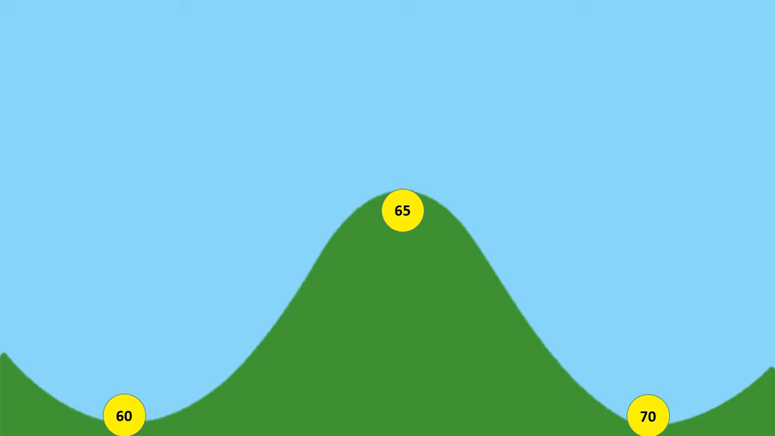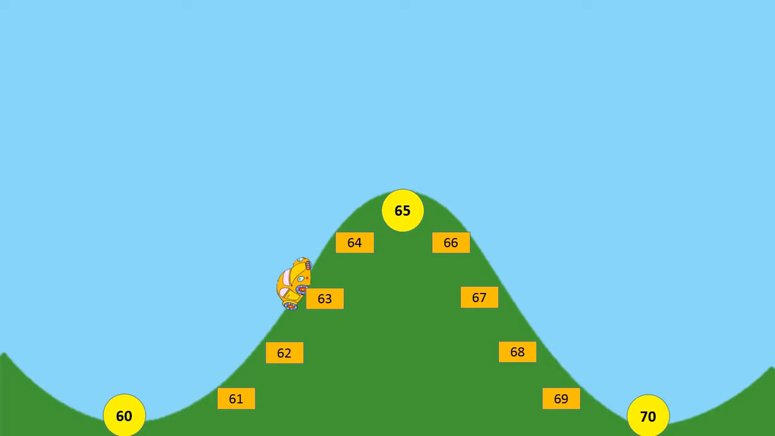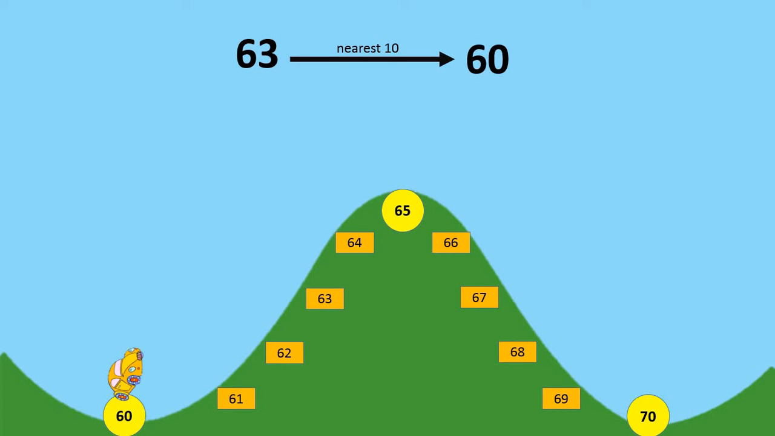Now, the number of our car is 63, which is on the left side of the hill. Right? So, the car will roll to the valley on the left side. And what is the number written in the valley? Very good, kids. 60 is the number here. So we can say that 63 rounds off to 60 when we are asked to round it off to the nearest 10. Now, what if the number of the car is 66?